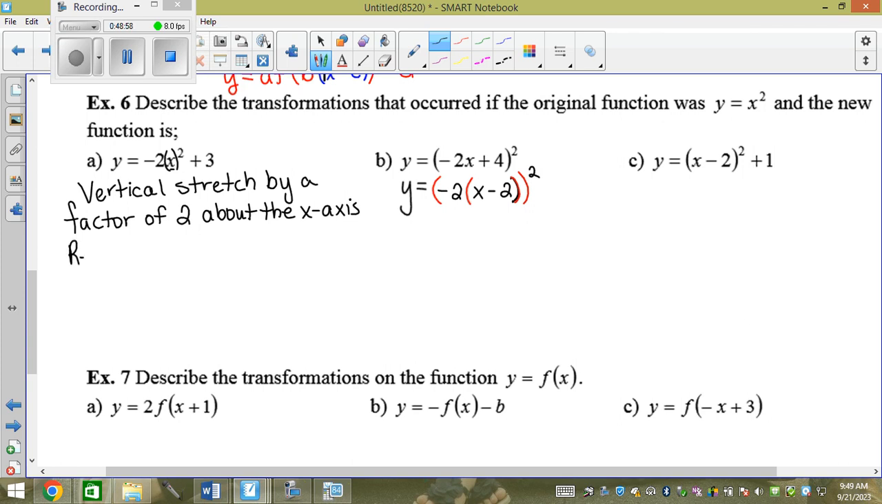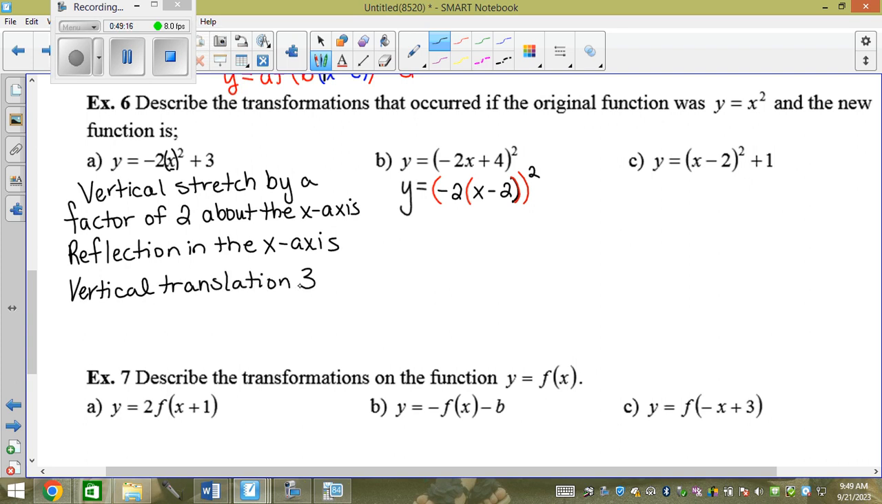Then we have a reflection, so we have to do CERT. Stretch, reflect, translate. So we have a reflection in the x-axis. No other reflections. And then a vertical translation 3 units up. So we get x, y becomes x, it stays the same, negative 2y plus 3.